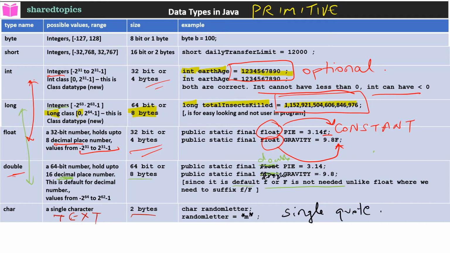The example is char randomLetter, which is a variable name. That's how you declare it, and how you put the value. randomLetter equal to m, where m is your value, and the data should be in single quote. Okay, single quote like this. That is the character data type. When I was speaking about the non-primitive, what they do is use this char and make a string data type, so you can store multiple characters. But if your program needs only one single character, then char is the data type.